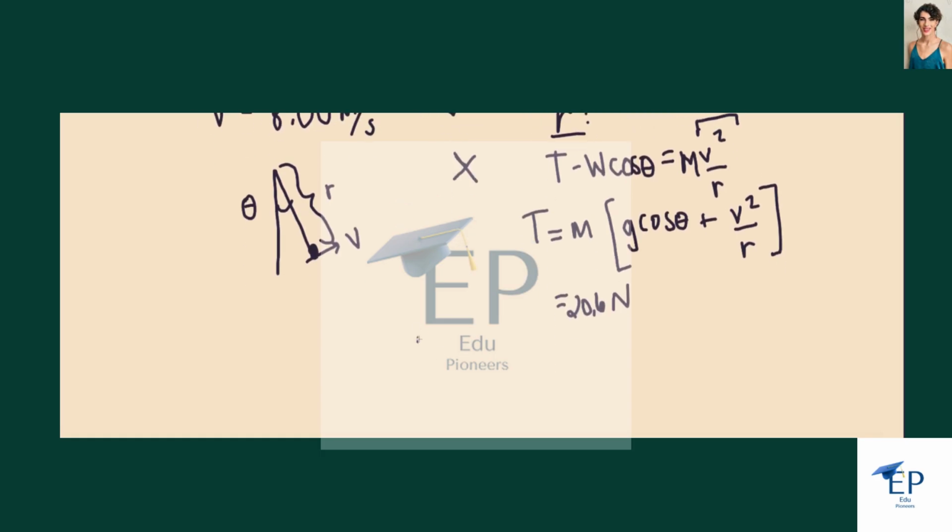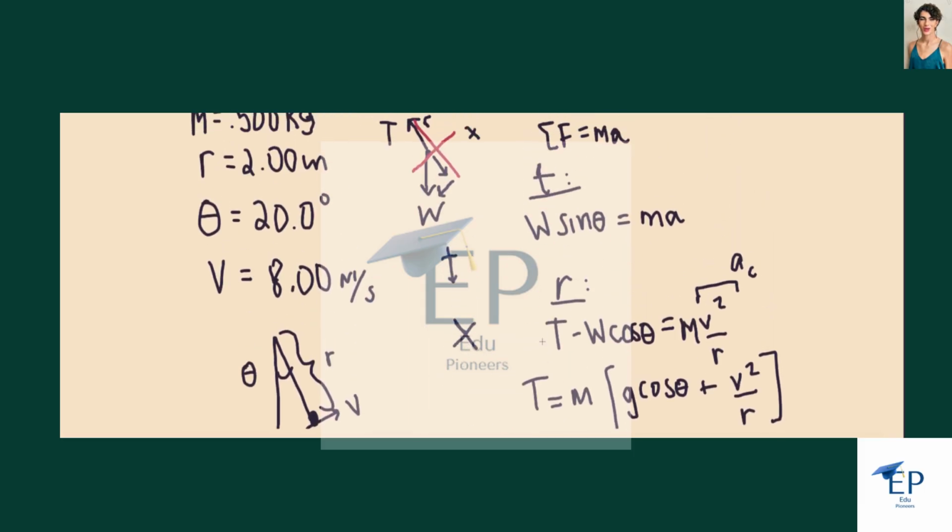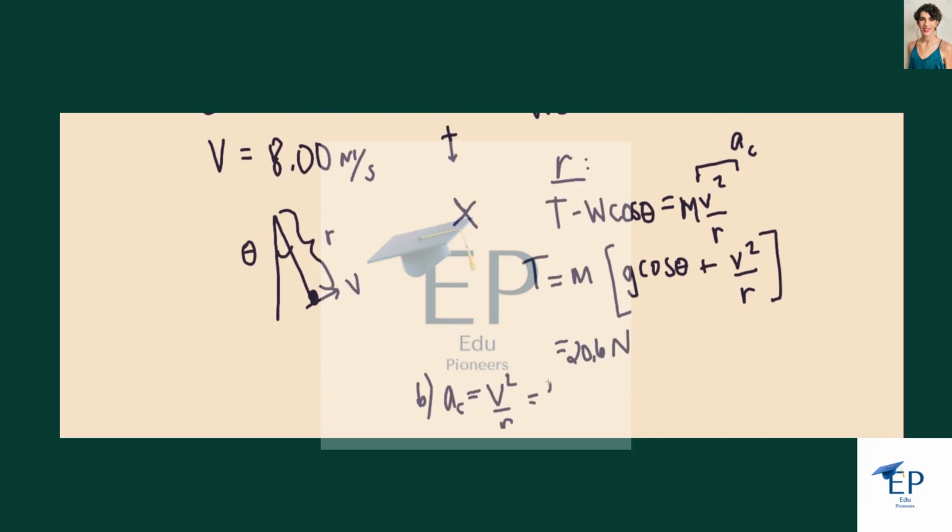And so for the centripetal, I'm going to call it, sorry if it's confusing, AC is the radial component. That's the traditional symbol for it, so I'm just going to use that. That's v squared over r. And I can actually do that in my head. 64 divided by 2 is 32 meters per second squared.